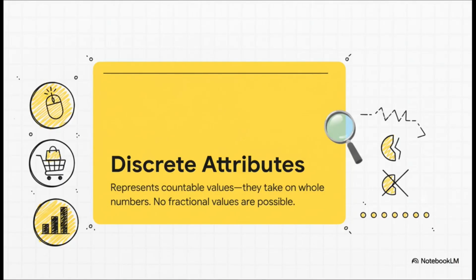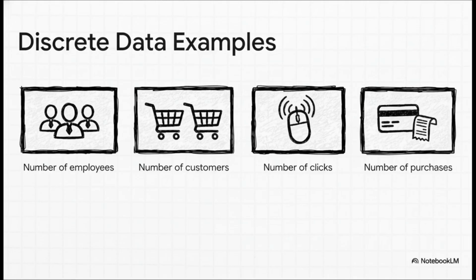First up in the numbers family, we have discrete data. The key word here is countable. Discrete data can only be specific, separate values, usually whole numbers. I mean, think about it. You can have 2 website clicks or 3, but you can't possibly have 2.5 clicks. It just doesn't exist. And this is the bread and butter of so much business analytics, isn't it? We're always counting things like customers, employees, transactions, clicks. These are always these nice, clean, finite, whole numbers.